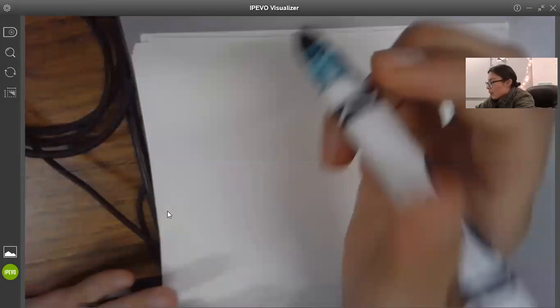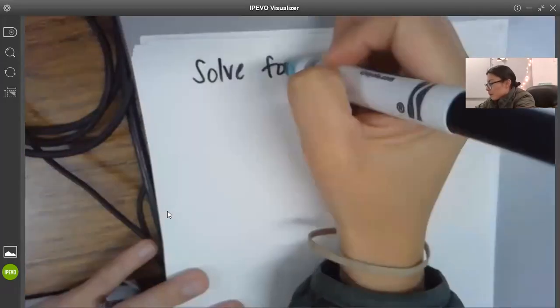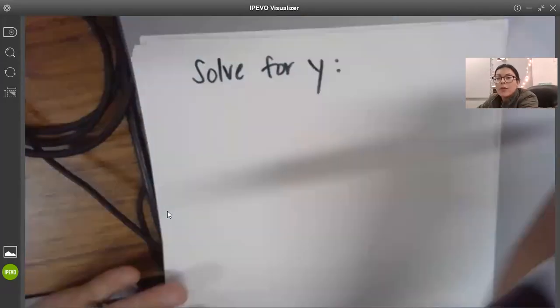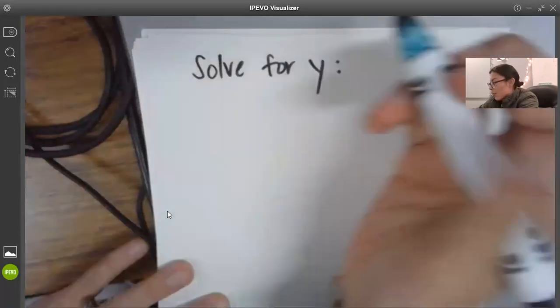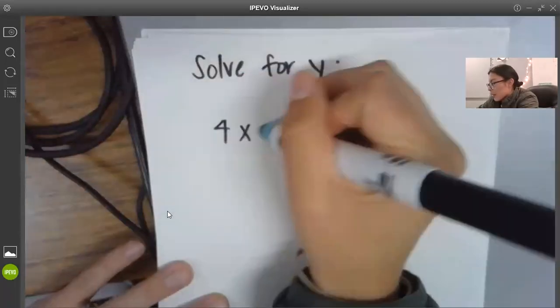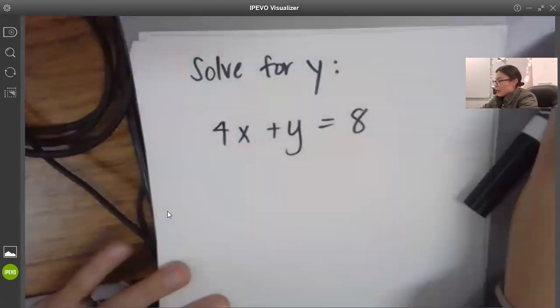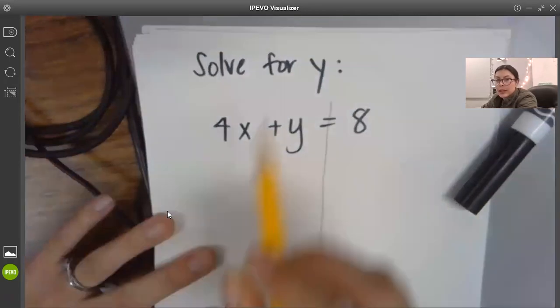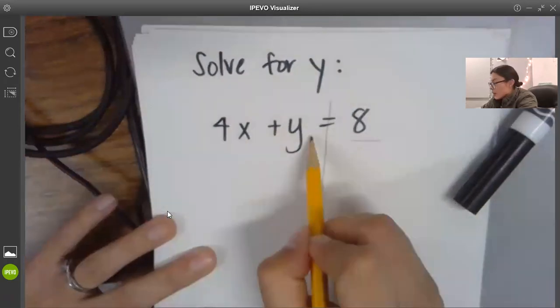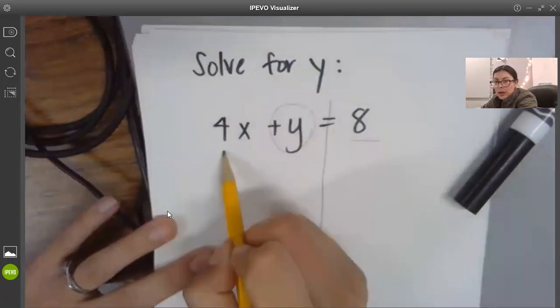if we're solving for y, we want to move everything away from y. So if it's something like this, we've done this before, we want to draw a line down the equal sign. This has no x, no y. This is the y. This one doesn't have x or y.